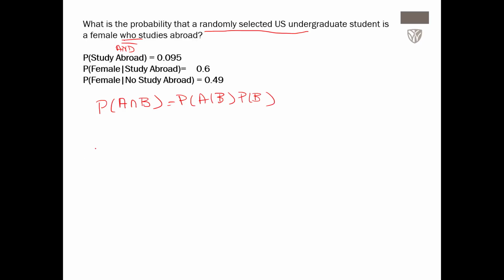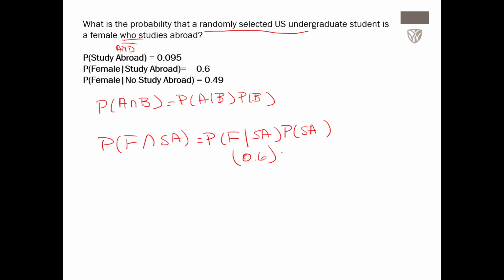We have all of the pieces we need here. So the probability that an individual is a female and they study abroad is just the probability that the individual is a female given that they study abroad times the probability that they study abroad. Right? We have all of that information. So this is 0.6 times the probability of studying abroad, 0.095. And if we do that multiplication, it comes out to be 0.057. So about 5.7% of undergraduate students are females who are studying abroad.